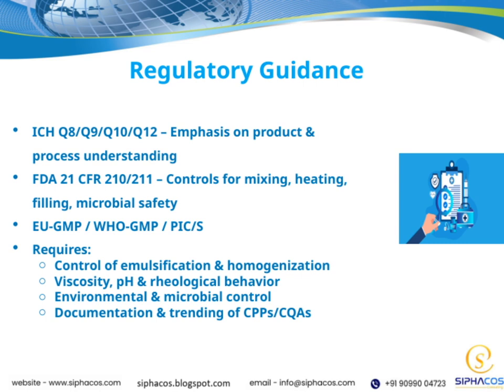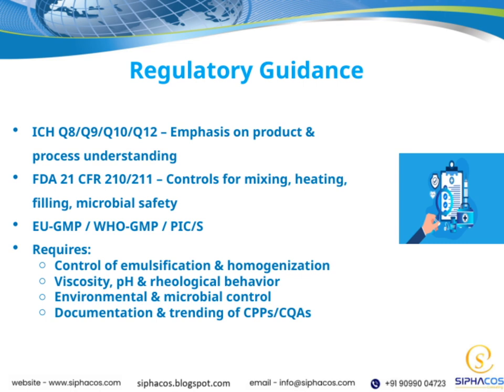Moving on, the FDA's 21 CFR Parts 210 and 211 specify controls for critical manufacturing operations like mixing, heating, filling, and ensuring microbial safety. These are essential to prevent contamination and ensure product integrity. They set the standards for what needs to be controlled and documented during production. In addition, we have international GMP standards such as EU GMP, WHO GMP, and PIC/S. These frameworks require us to maintain strict control over processes like emulsification and homogenization, which are vital for product consistency.